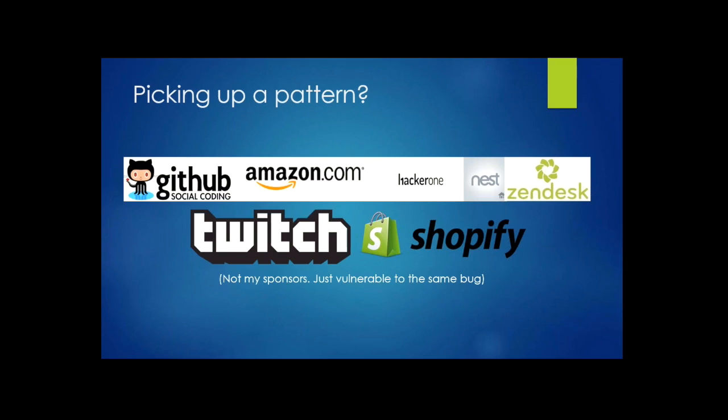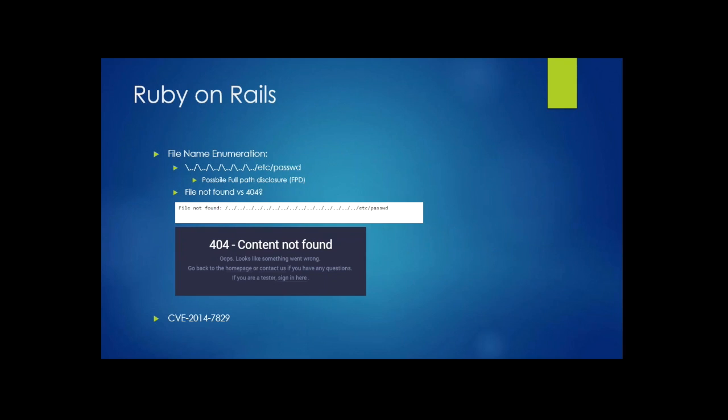GitHub, Amazon, HackerOne, Google Nest, and all these other logos that are up there are actually not my sponsors, and they were all actually vulnerable to the same bug, which was a bug on Rails that allowed me to enumerate a file, and eventually, if you have a lot of time and you put a lot of effort in, you can actually get a full path disclosure.